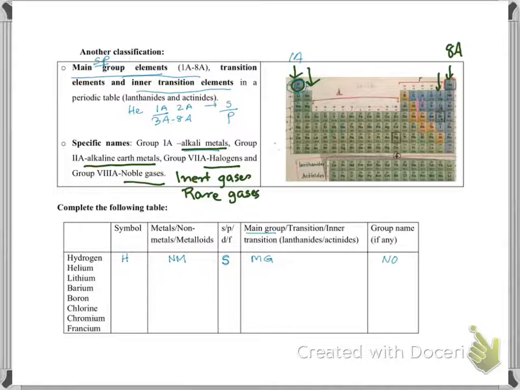So next is helium. Helium is here. Helium is a non-metal. Even though it's on this side and these all are P block, helium is S block, main group. Any specific group name? Yes, these are noble gases. Lithium, Li here, it's a metal. It's S block, main group, and yes, it has a specific name. These are known as alkali metals.